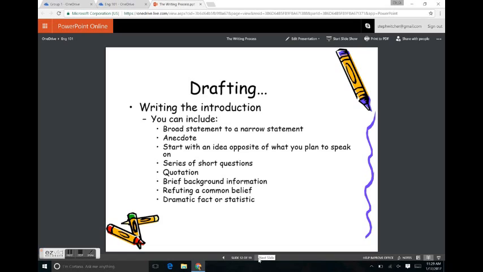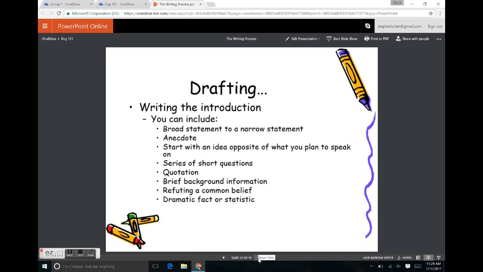I'll tell you I don't like this option, but the book does cover that one. You can start with a quotation. Typically you want to use someone famous in the space that you're talking about. You don't want to just use some regular old Joe Schmo off the street.